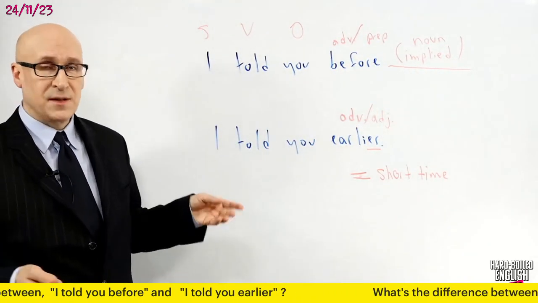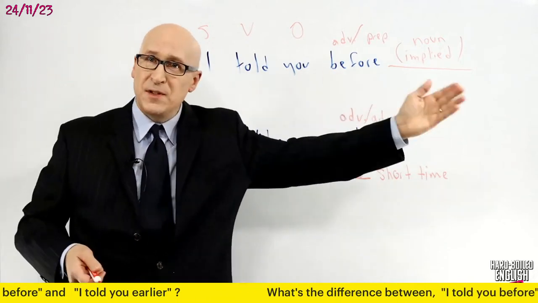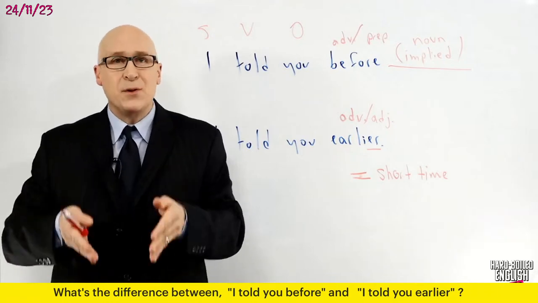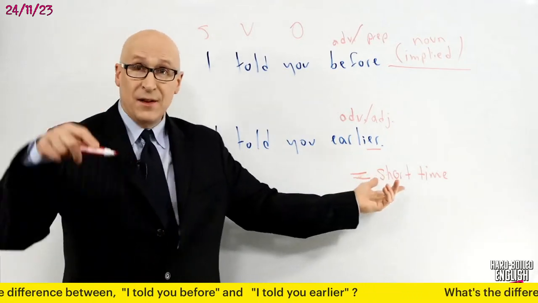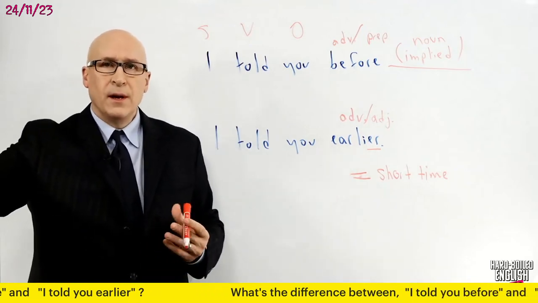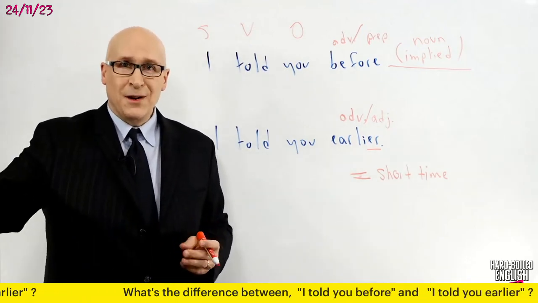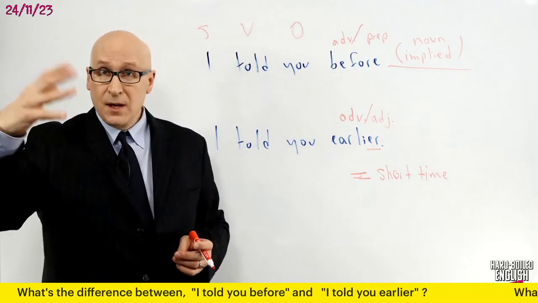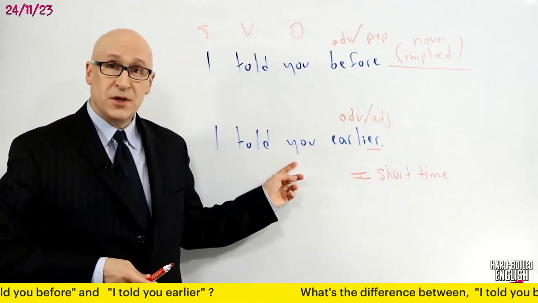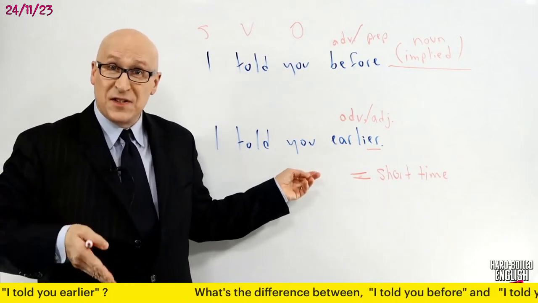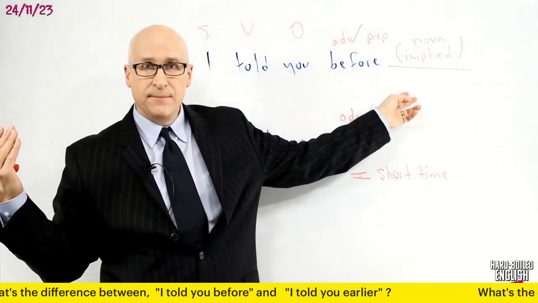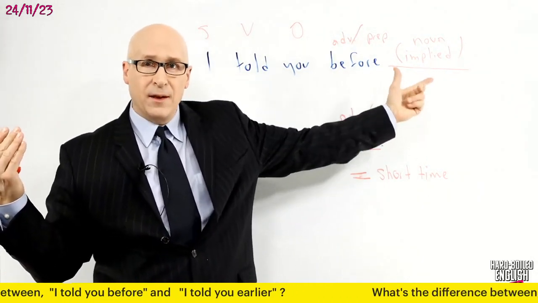So that's the big difference. I told you before, a specific time. I told you earlier, compared to what? Compared to now. So usually the same day, we could use earlier. Oh, I told you earlier that the live stream started at 4, not 5. I told you that about 10 minutes ago. Okay, so use this one for a short time in the past, usually the same day, and use this one for a longer time in the past. And you can indicate the past.